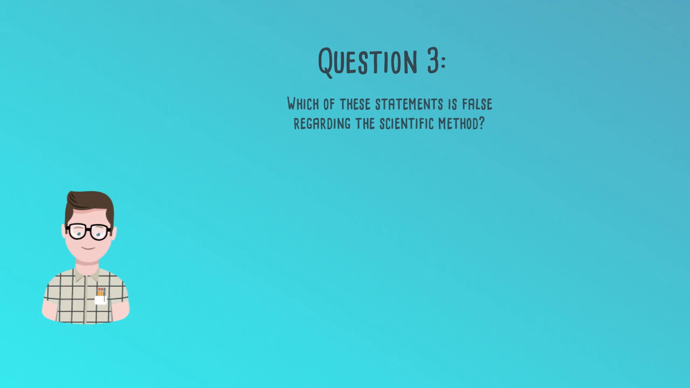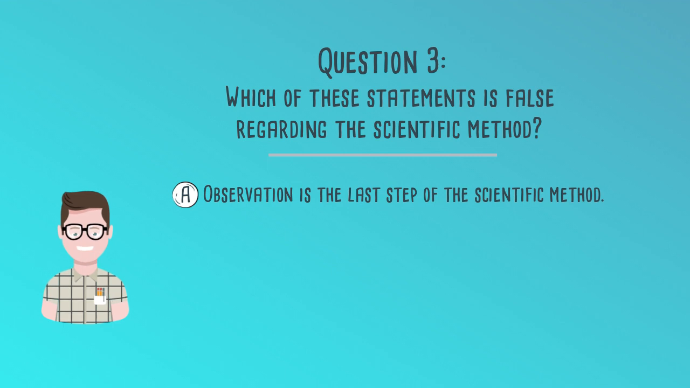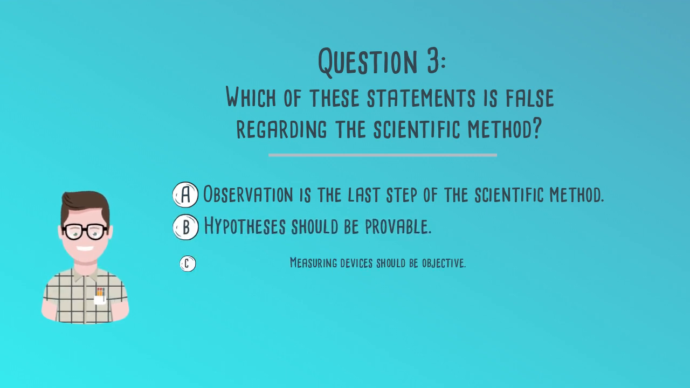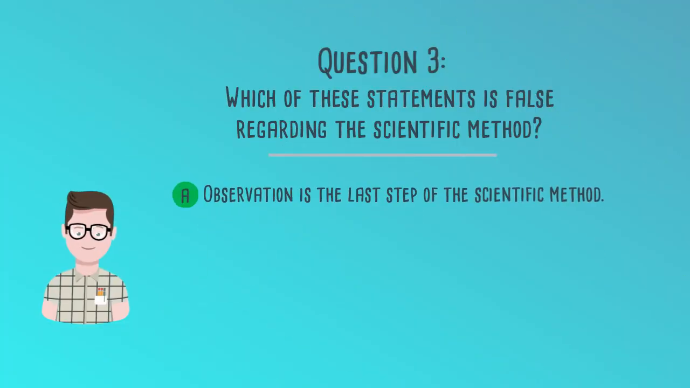Question 3. Which of these statements is false regarding the scientific method? A. Observation is the last step of the scientific method. B. Hypothesis should be provable. C. Measuring devices should be objective. Or D. A common goal for researchers is to show correlation or causation between two variables. The correct answer is A.